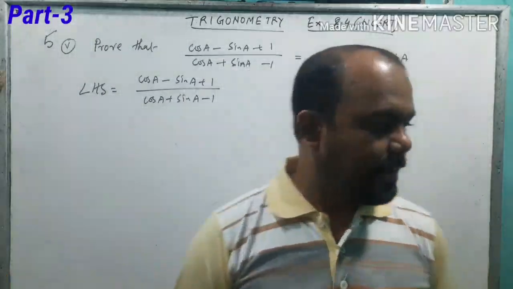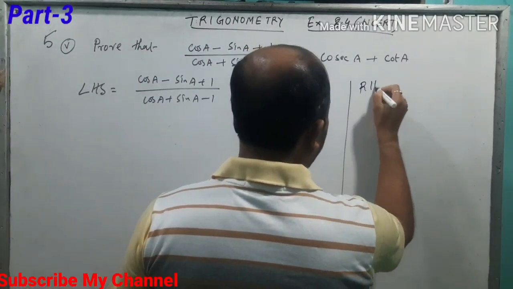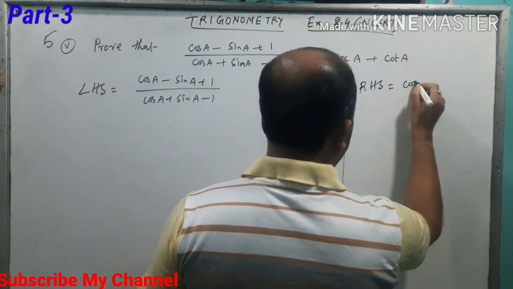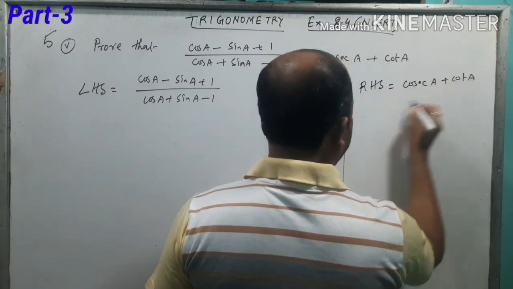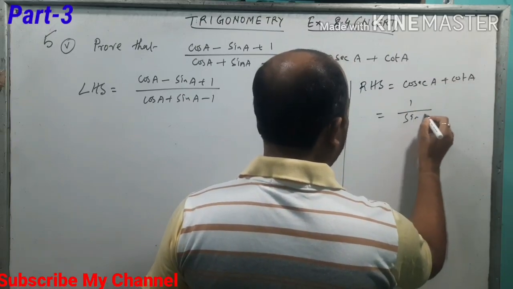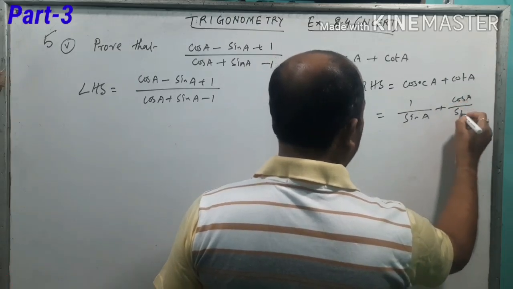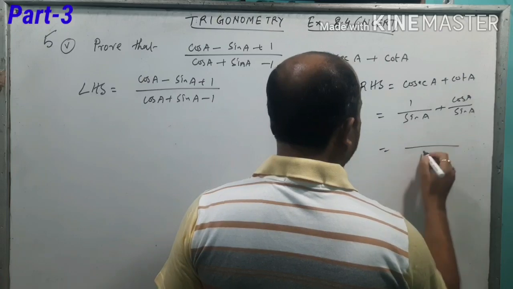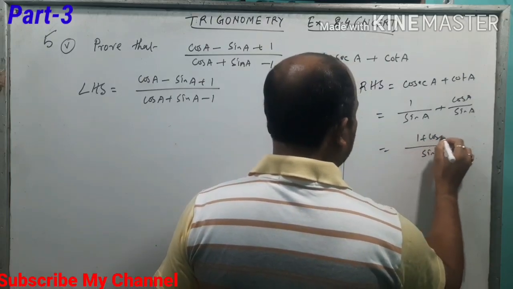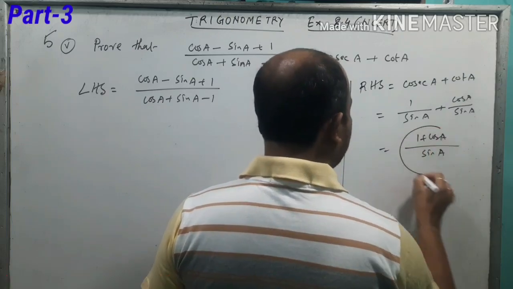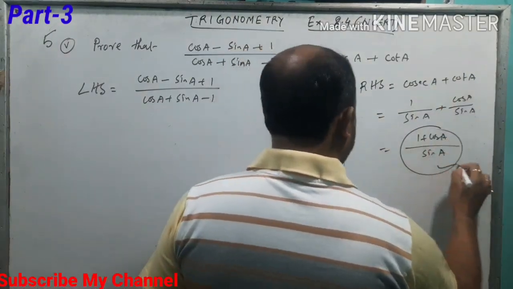See the process here. First, what I am doing, see the value of RHS as it is a very simple one, cosec a plus cot a. So what is cosec a? It is 1 by sin a, plus cot a means cos a by sin a. Take the LCM. LCM is sin a, and the numerator is 1 plus cos a. So this is the value of RHS and very easily you can get it.